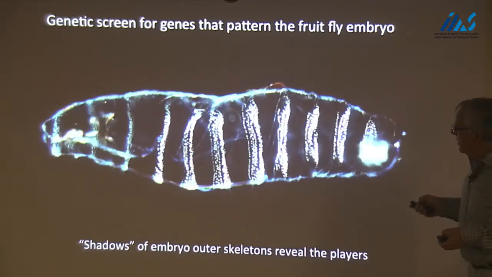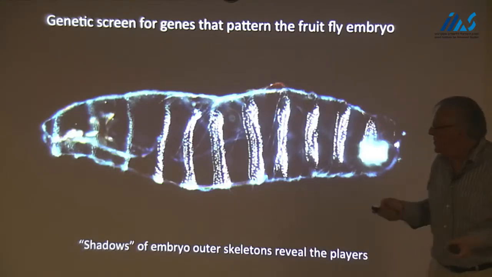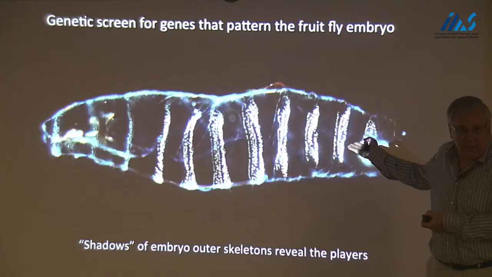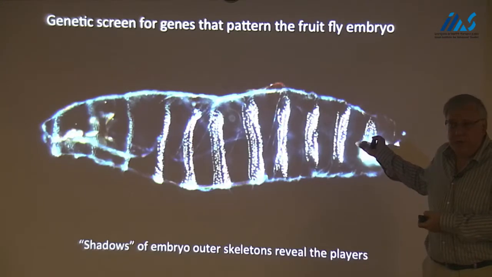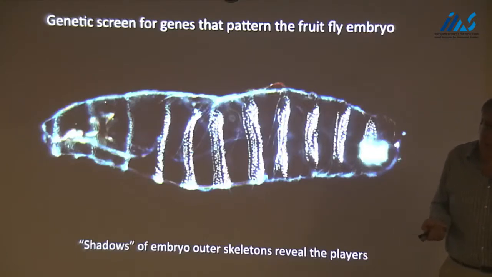Now, luckily, the outer layer that is secreted has a pattern. You can see segments, you can see head structures and tail structures, belly structures, back structures, so it has a pattern which reflects the pattern of the cells that secreted it. So if there is any defect in the differentiation of the cells that secreted this pattern, it should be readily identifiable when we look at this outer skeleton. And this was indeed the case.